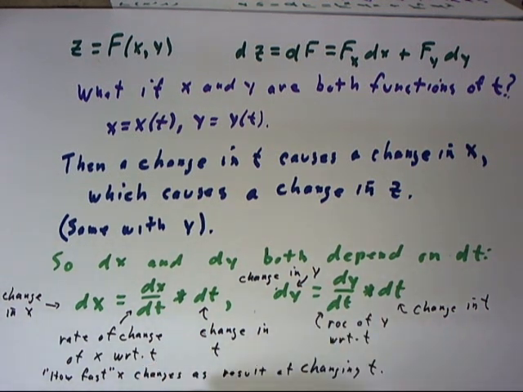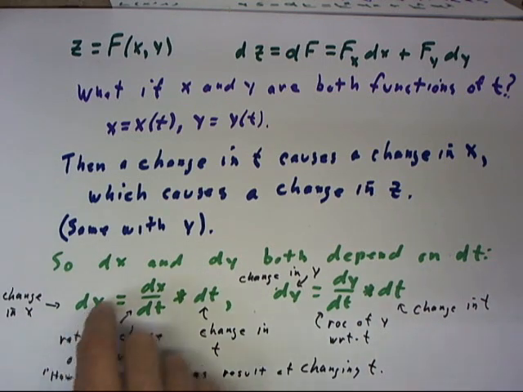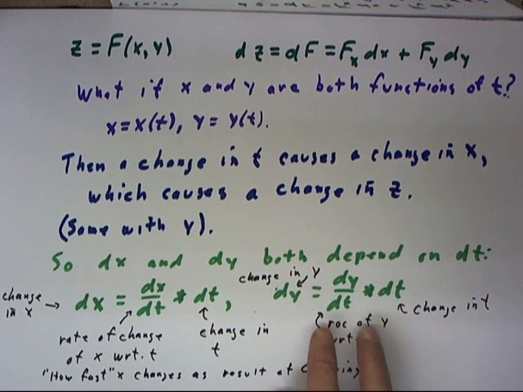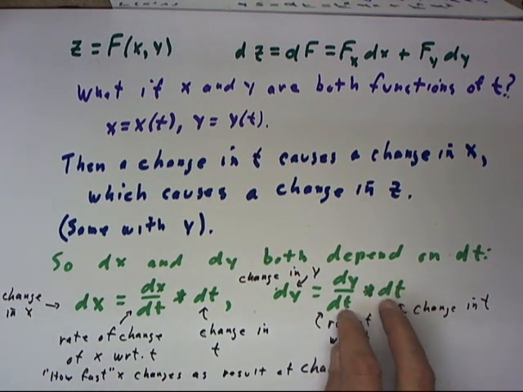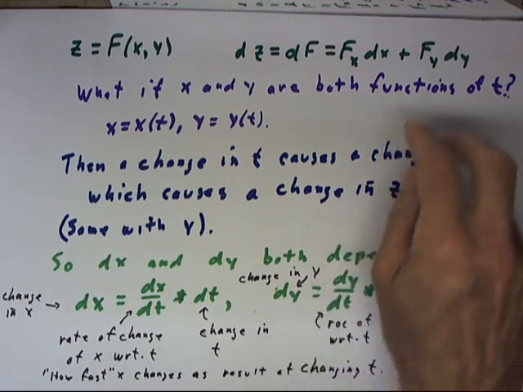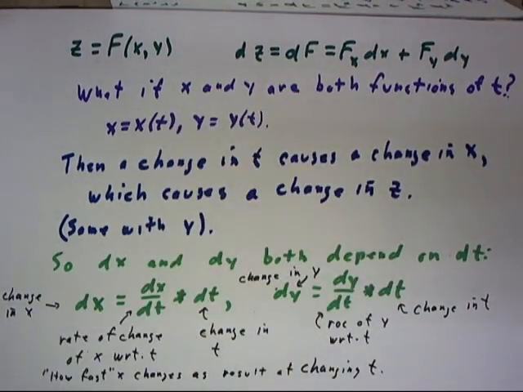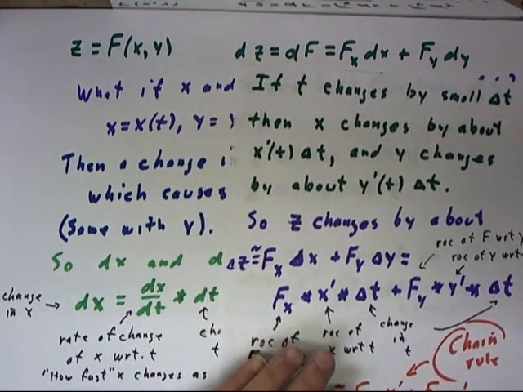So we see that a small change in t results in a small change in x, which contributes to a small change in z, and a small change in t also contributes or causes a small change in y, which in turn causes an additional change in the value of z. So we can make some statements.